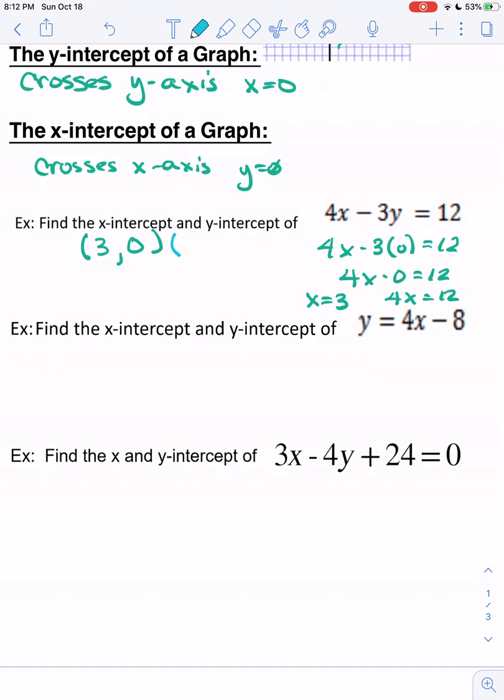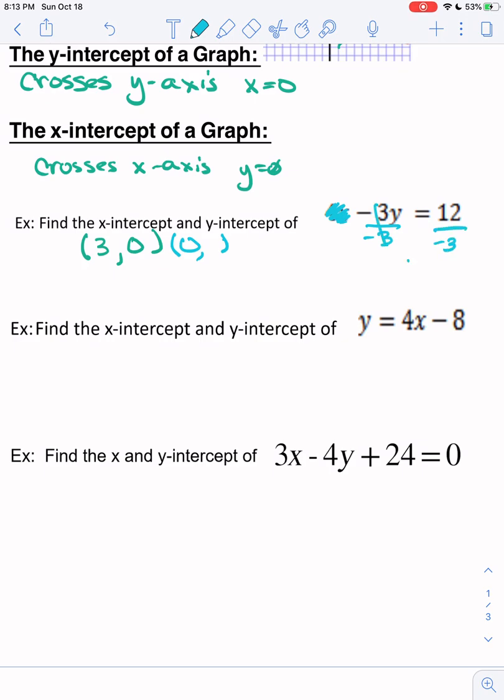Now to get the y-intercept, we're going to set our x equal to 0. Let me show you a little shortcut. What I do sometimes, when I know I'm going to set x equal to 0, I sort of just cross it out, because I know when I make it a 0, it's going to get rid of it. So it makes it much easier to solve. Then I'm just going to divide each side by -3. It looks like y is going to be -4. So those are our two intercepts, (3, 0) and (0, -4).